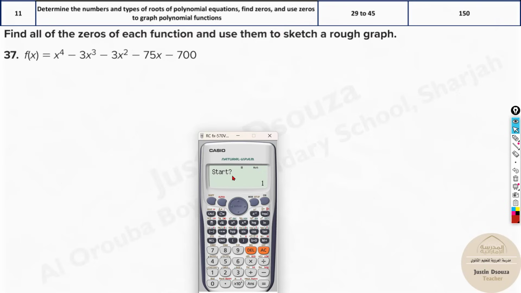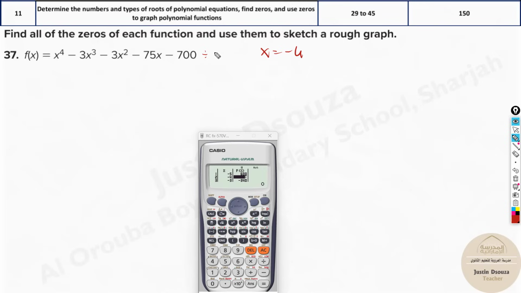It will directly ask you to start at, say, minus 5. But since this is a huge polynomial, it's better we take bigger values. But now let's try with minus 5 until 5 and a step of 1. Look over here, we got one answer. That's more than enough. Let's check whether there is any other answer. No, only one answer is there. That is x equal to negative 4. So we know x equal to negative 4 is a solution.